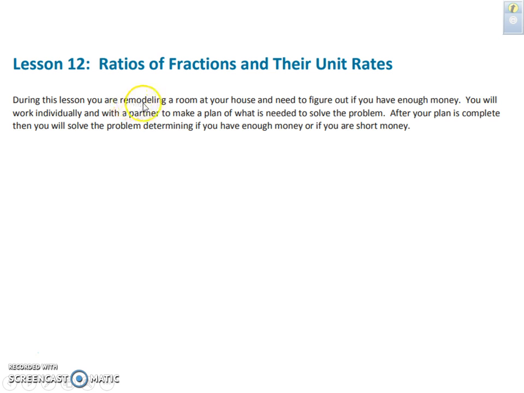So during this lesson, you're going to remodel a room in your house, and you need to figure out if you have enough money. You will work individually and with a partner to make a plan of what is needed to solve this problem. After your plan is completed, then you will solve the problem determining if you have enough money or if you are short, okay? Yes, I need you to work with a partner. Yes, I need you to work by yourself. First, we're going to work by ourselves, and we're going to talk about the kind of plan you need.